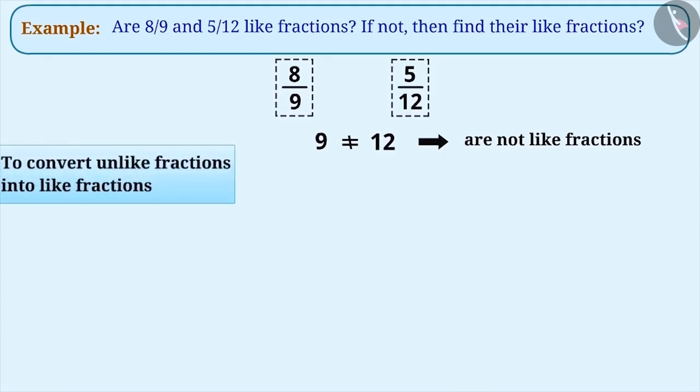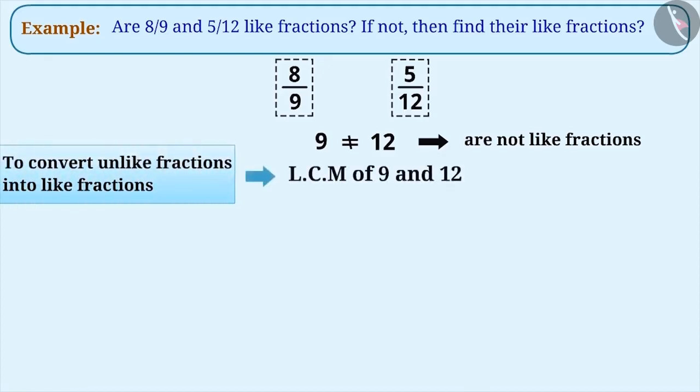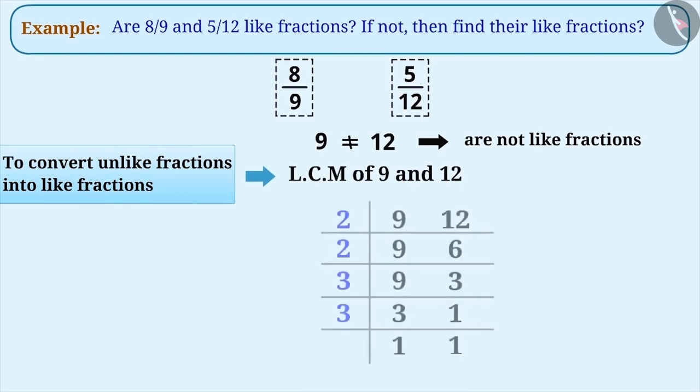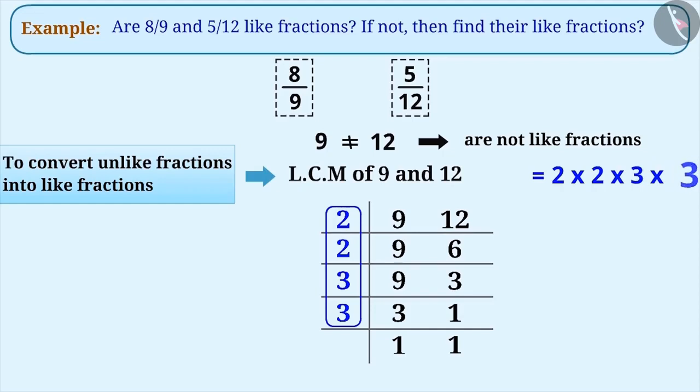To convert unlike fractions into like fractions, first we calculate the LCM of the denominators. LCM of 9 and 12 can be got like this. Therefore, the LCM of 9 and 12 is 2 into 2 into 3 into 3, that is 36.